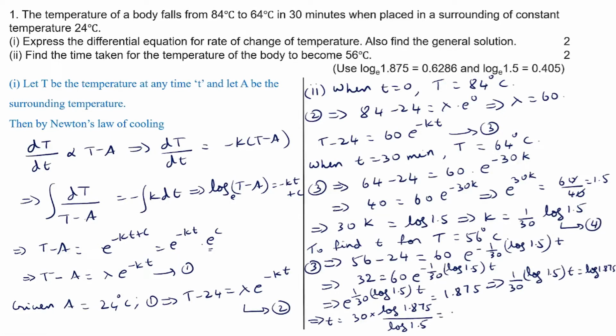So this is equal to 30 into 0.6286 upon 0.405. Now this comes to be approximately equal to 46.5, or it is 47 minutes. So the time taken for the temperature of the body to become 56 degrees Celsius is 47 minutes. So the first subdivision carries 2 marks, the second subdivision up to finding the expression for K carries 1 mark, and the final answer carries 1 mark.